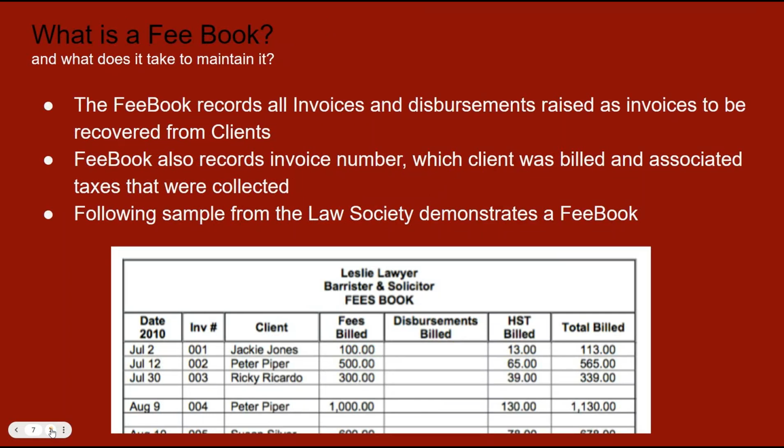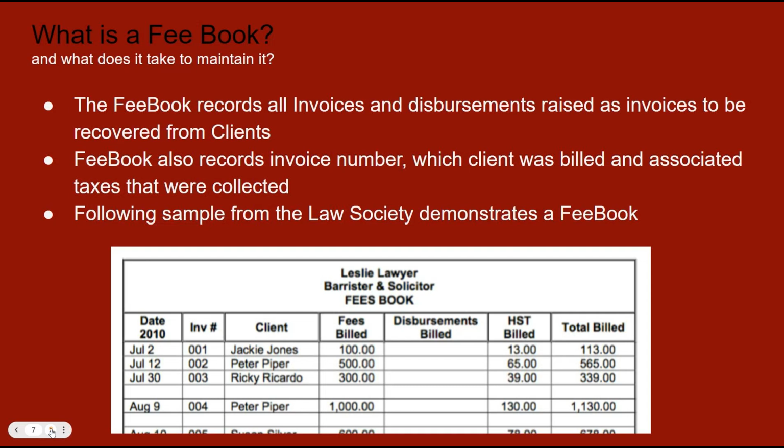The 7th document would be what's called a fee book. Now the fee book is an interesting document because it pretty much captures, or should capture, all of the invoices that you've generated, including disbursements as part of those invoices, if any, because they are now a recoverable expense. So typically it's an expense, but it also becomes part of the fee book because it's part of an invoice, showing it as a revenue that's recoverable.